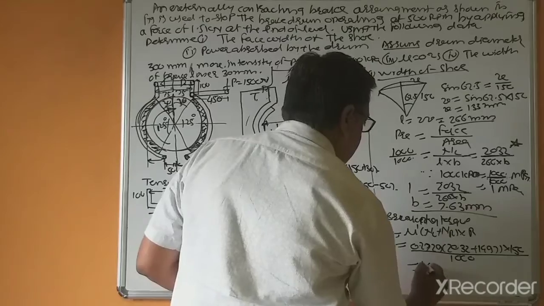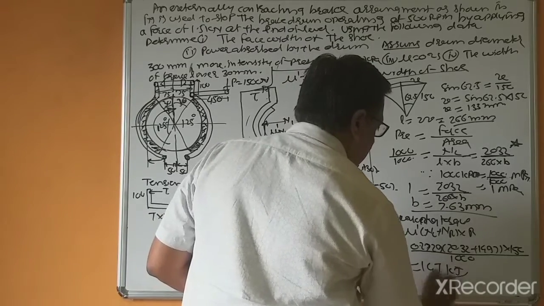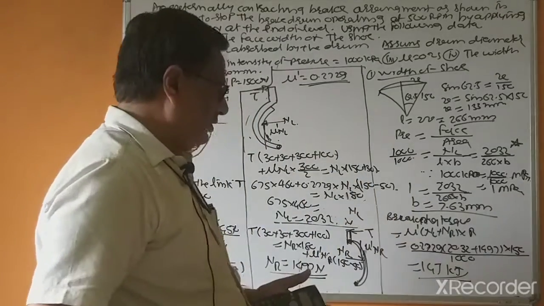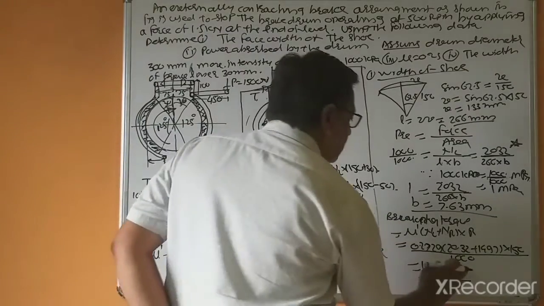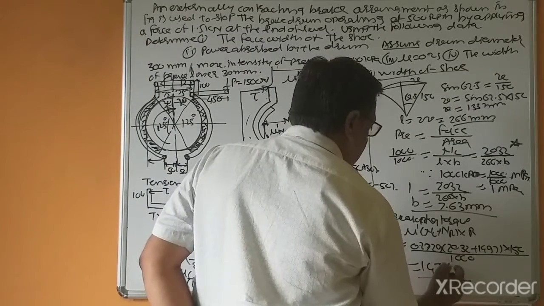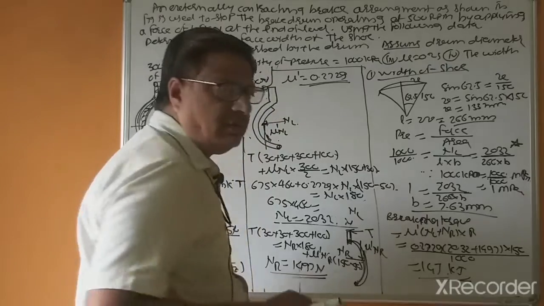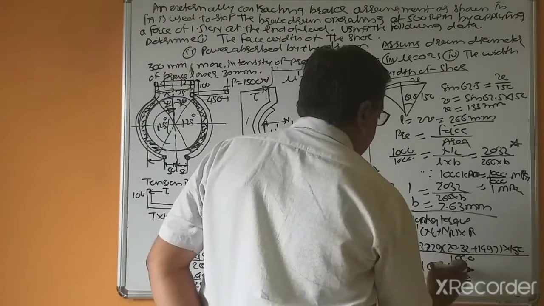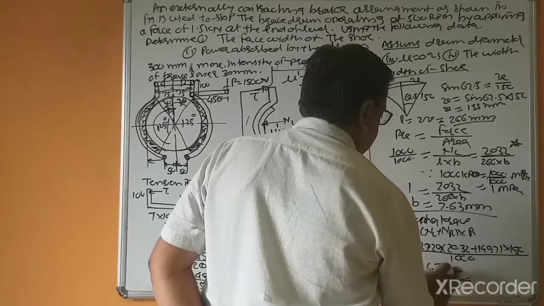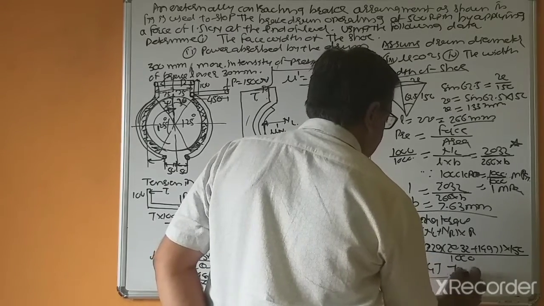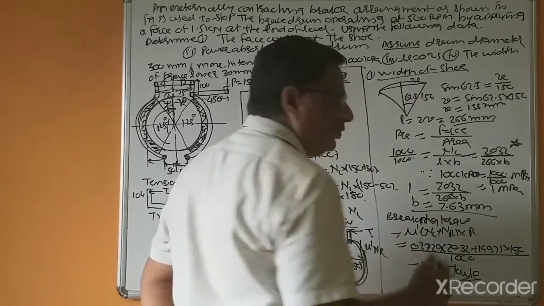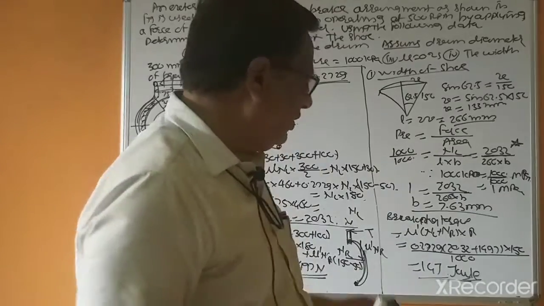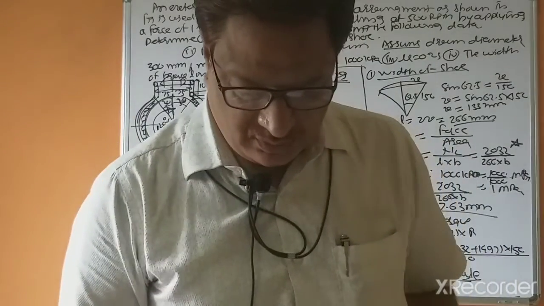147 kilojoule. So this much is the torque equal to kilojoule, because this is Newton mm, Newton mm to Newton meters means this is joule. Newton mm to Newton meters. So this is not kilojoule.